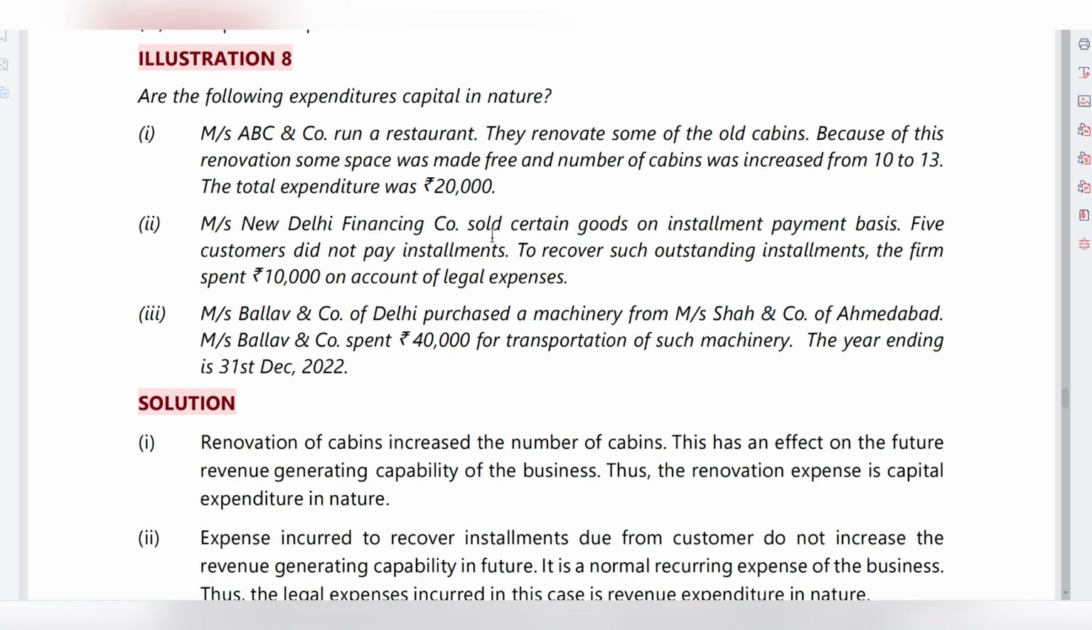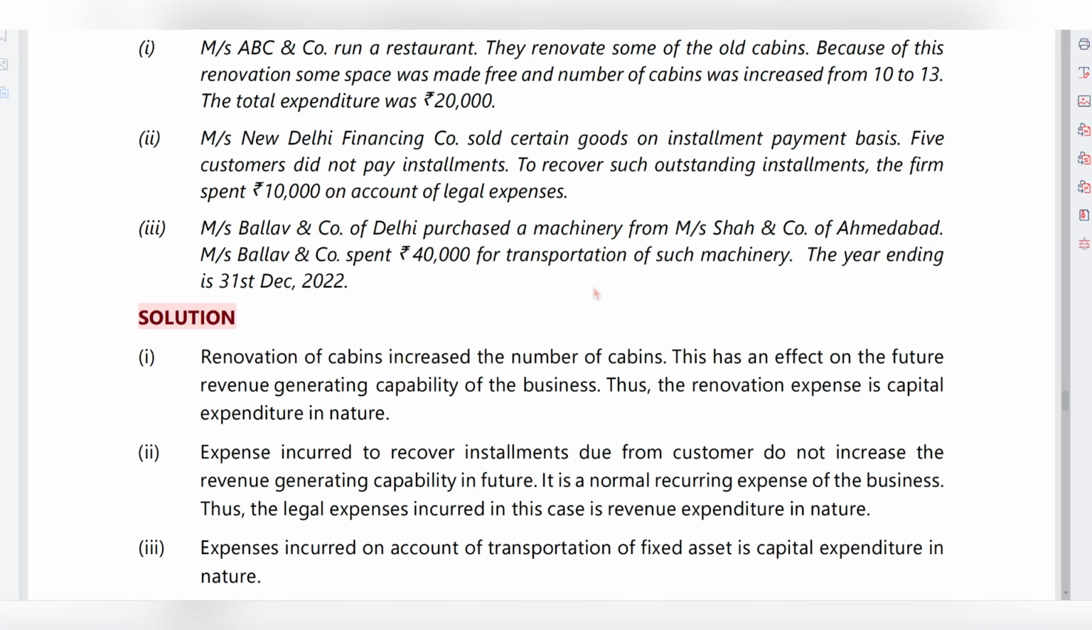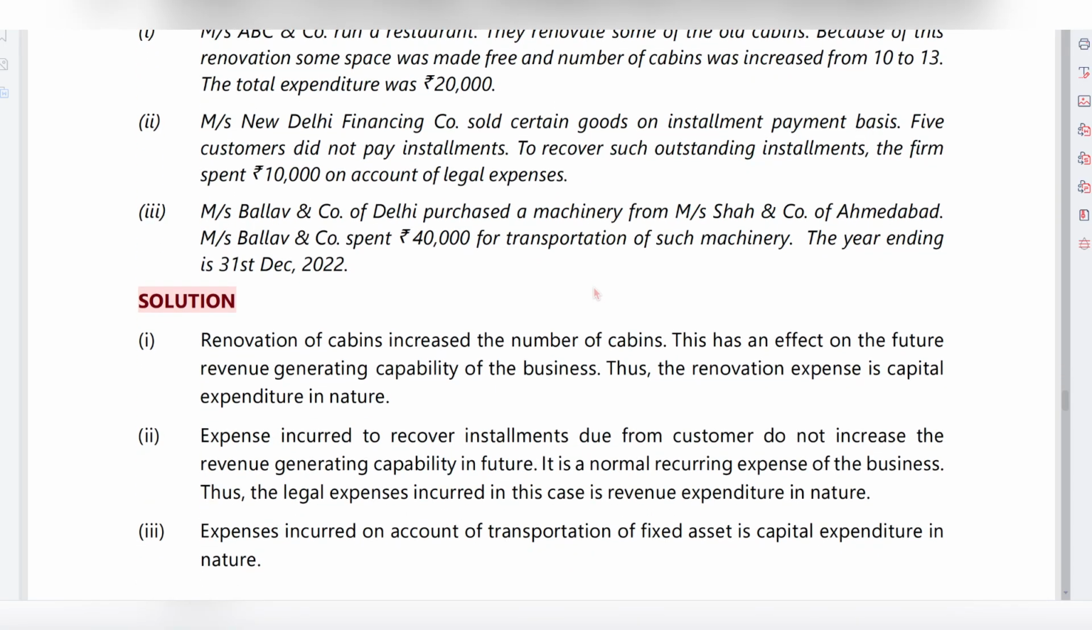New Delhi financing company sold certain goods on installment payment basis. 5 customers did not pay installment. To recover such outstanding installments, the firm spent 10,000 on account of legal fees. Expenses incurred to recover installments due from a customer do not increase the revenue earning capacity, and it is a day-to-day expense of the business. It is only an expense-like activity of the business because it is a financing company. So it is a normal activity of the business. So we will classify the legal expenses incurred in this case as revenue expenditure in nature.